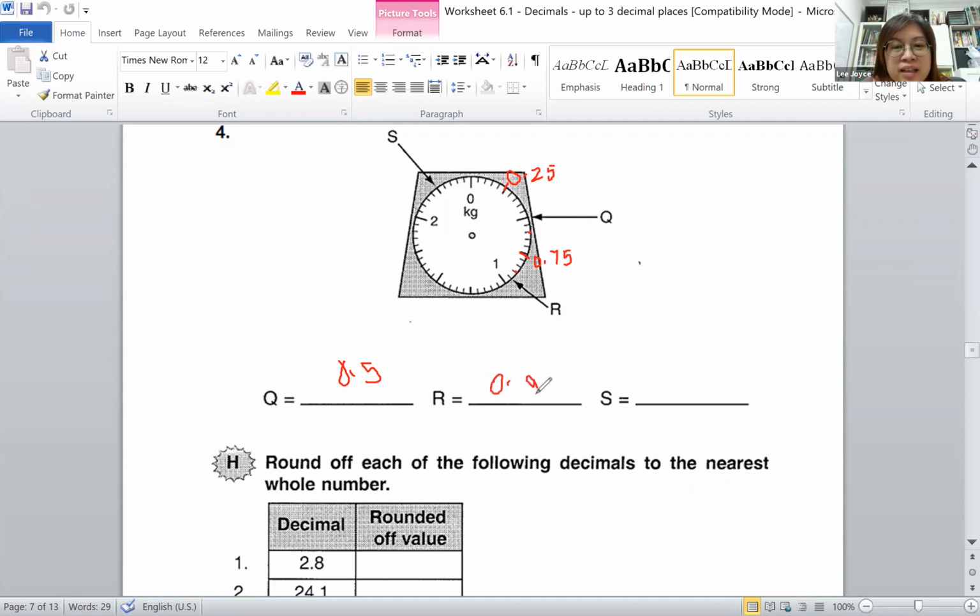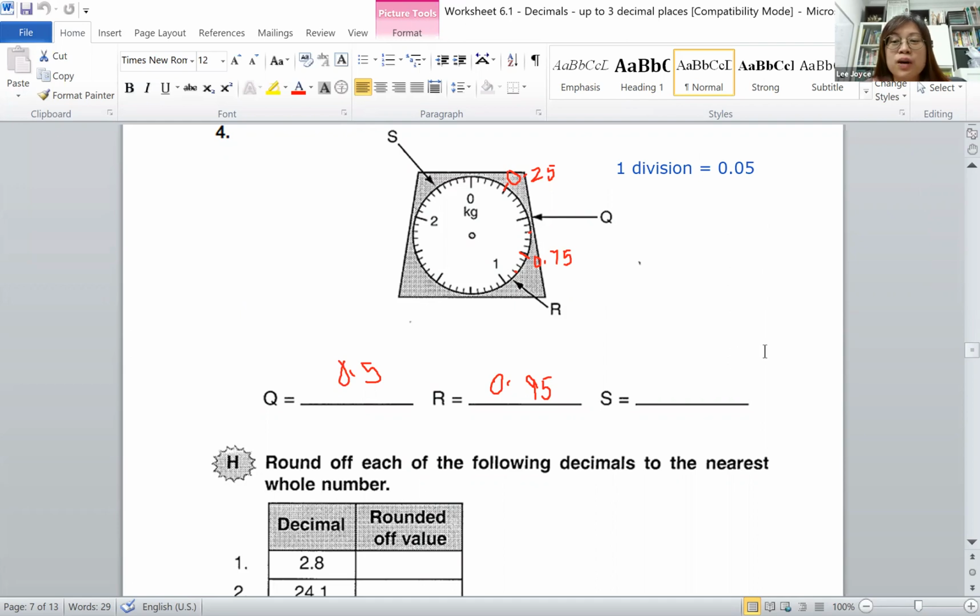You understand? That's how decimals work. It's all due to the division of the tiny parts. So in each of these divisions here, one tiny part represents 0.05. Okay, one part, one division, is equivalent to 0.05. Understand? Can anyone, any questions?